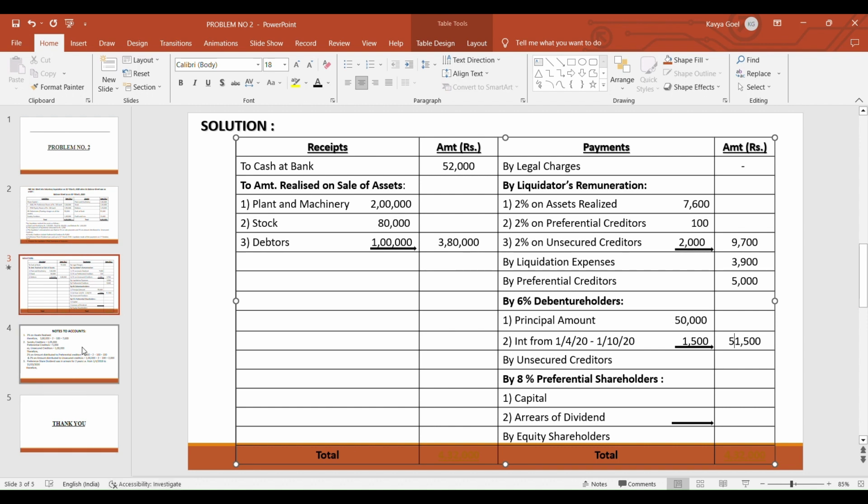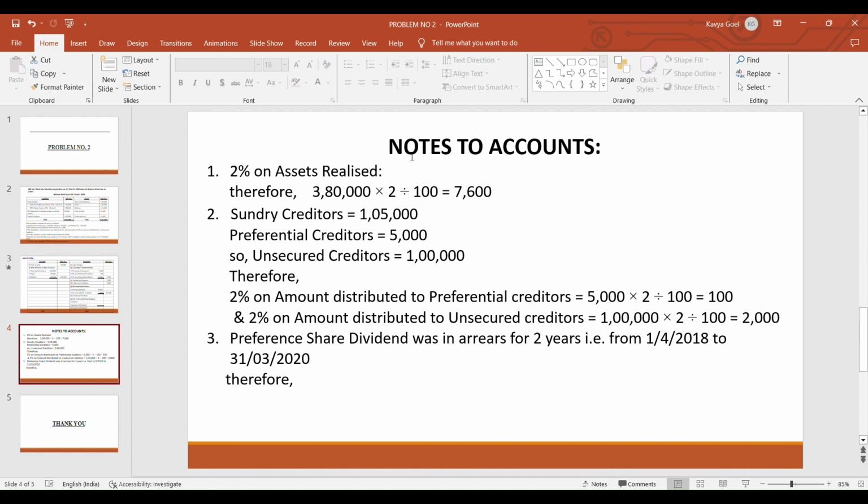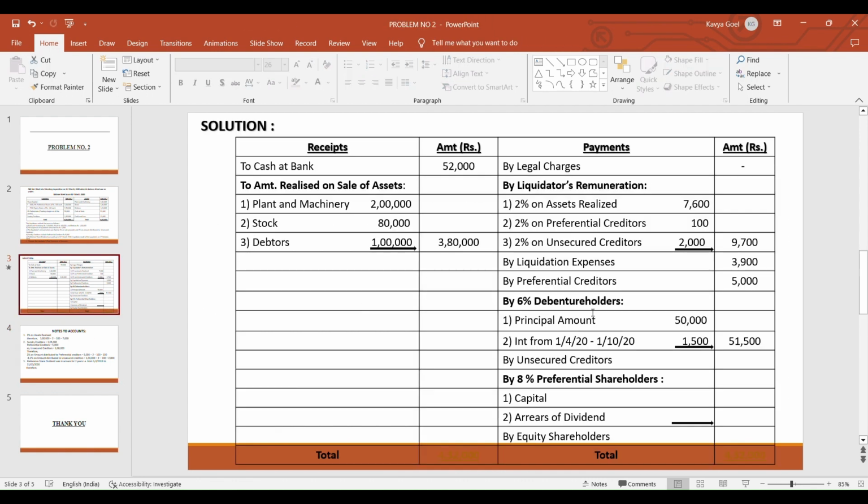Now we are done with the debenture holders and preferential creditors. Now the next is the unsecured creditors. We have made a note of it. So the unsecured creditors is 1 lakh. Now we will just write the amount, which is 1 lakh.